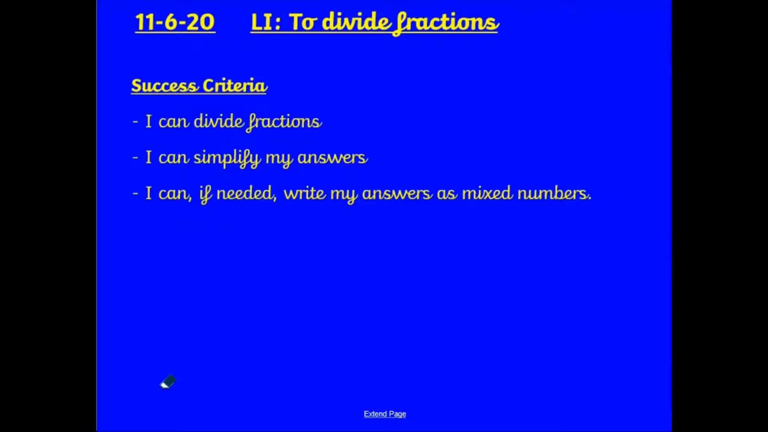Finishing off our fractions work by looking at division. We've done addition, we've done subtraction, we've done equivalent fractions, we've done multiplying, and now we are doing division. So let's have a look at dividing fractions.